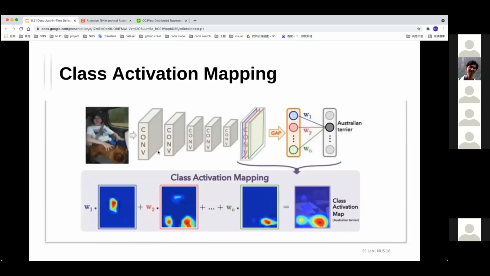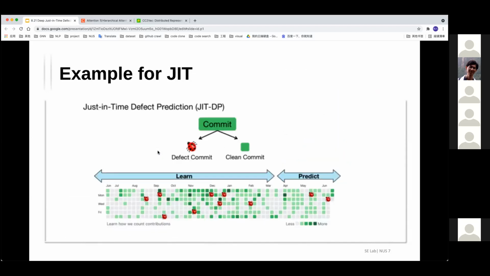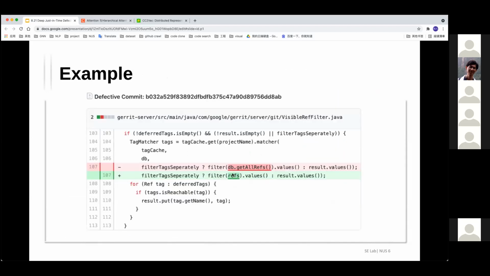Yeah, but I think the CC2Vec thinks that sometimes the code change is very clearly wrong. For example, the previous example here, because they are quite different, they are not equivalent. How can we say that? So what if it is a bug fix? It could be that the db.getAll reference is a wrong invocation, and the change can also be a fix.